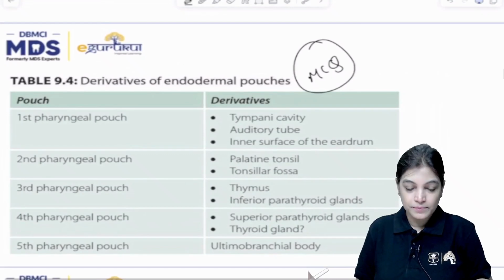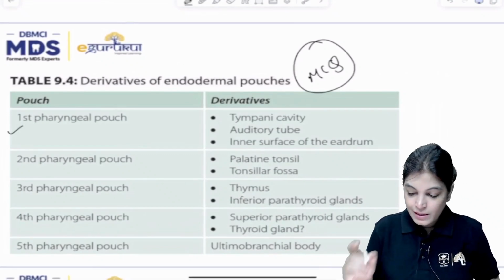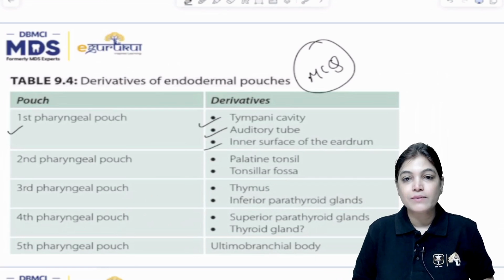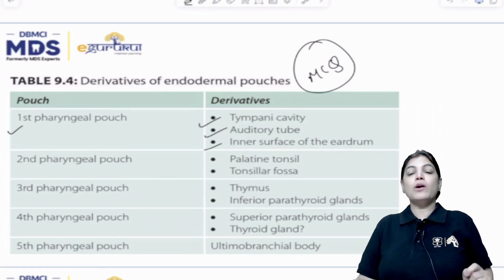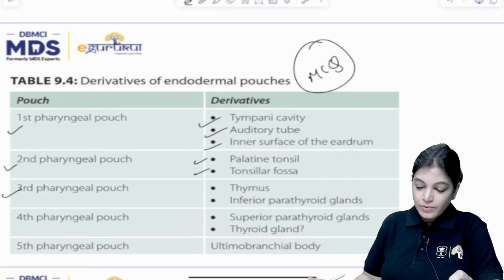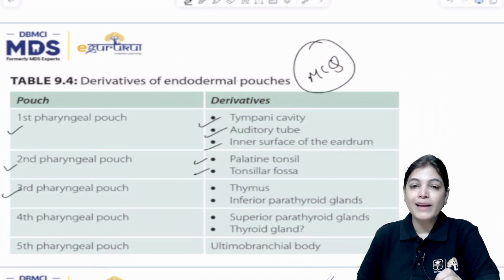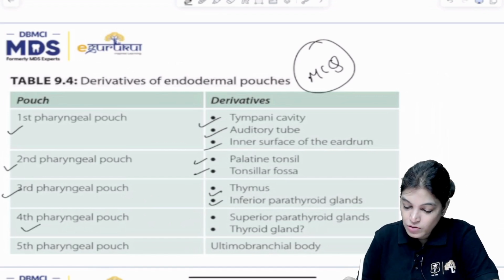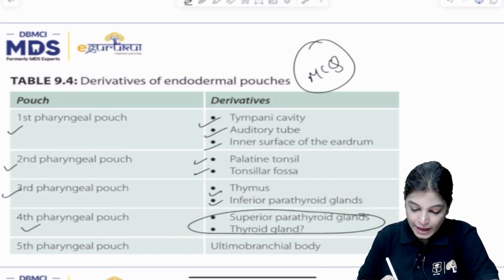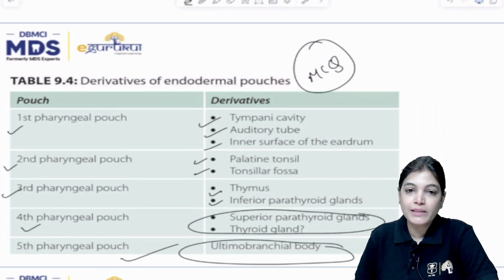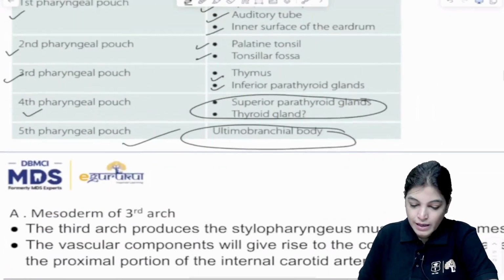Okay, let me just, yeah. The first pharyngeal pouch derivatives are tympanic cavity, auditory tube, inner aspect of eardrum. The second pharyngeal pouch forms the tonsil, palatine tonsil, tonsillar fossa. The third pharyngeal pouch, as I told you, is not only giving rise to inferior parathyroid gland but also thymus gland. The fourth pharyngeal pouch is forming the superior parathyroid gland, and the fifth pharyngeal pouch will lead to the formation of ultimobranchial body. So done with this.